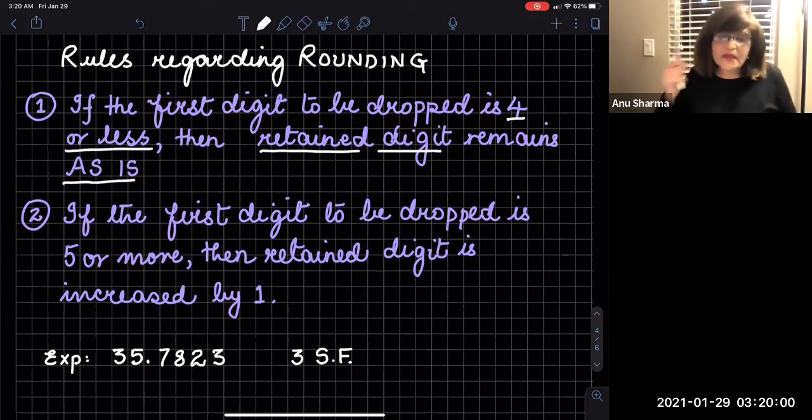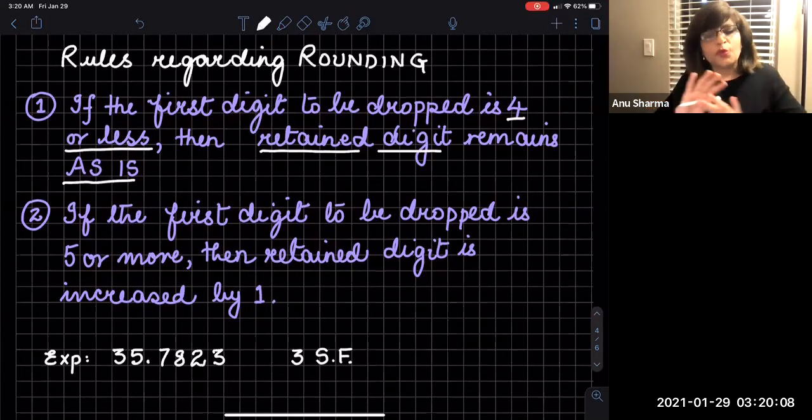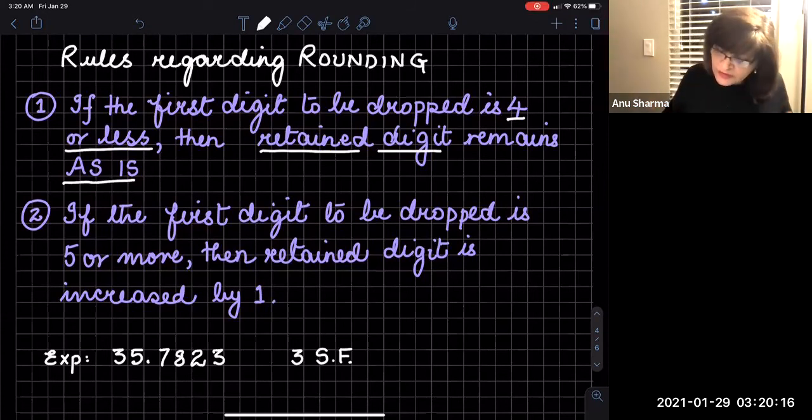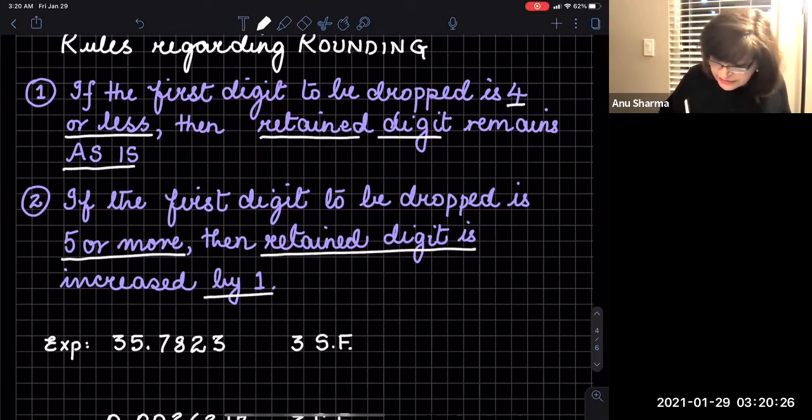Next thing is, anytime you're doing calculations with all these different steps, you don't round up or down in between the steps, only in the final answer. You can round up, or just leave it as it is. Don't round down. So here it is: if the first digit to be dropped is 5 or more, then the retained digit is increased by 1.